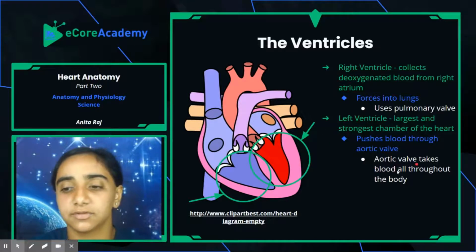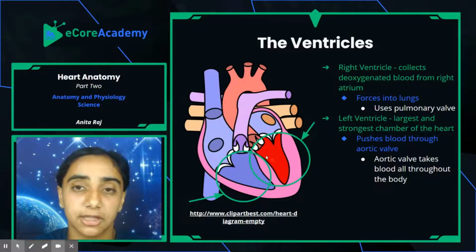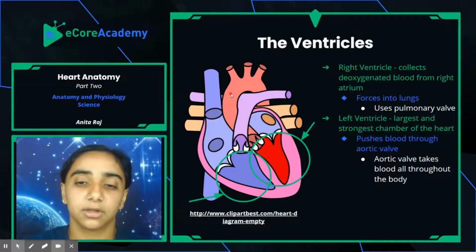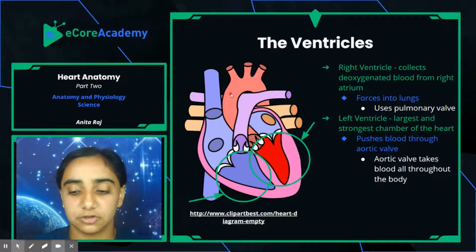So the aortic valve takes blood all throughout the body. It makes sure that it'll close after the left ventricle is done pushing blood into the aorta, and the aorta will distribute that blood, like I said, throughout your arteries. So those are the ventricles.